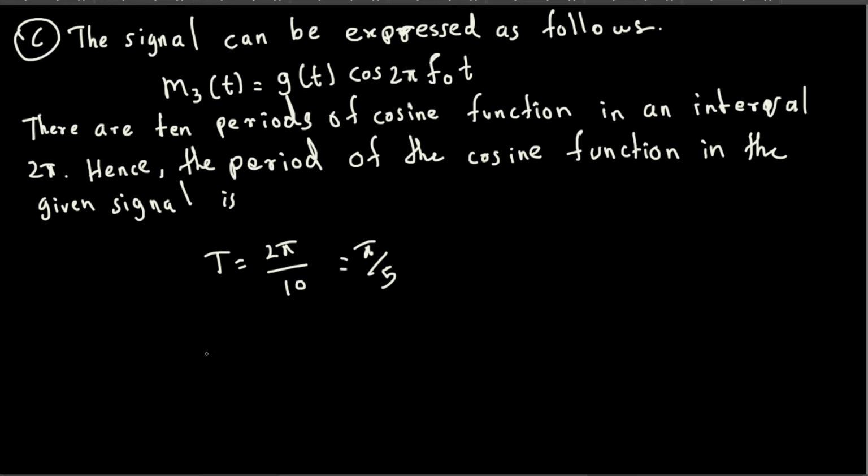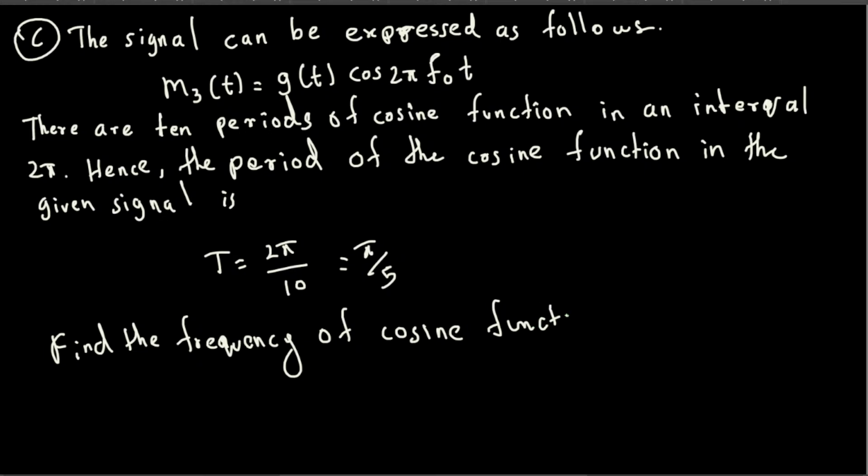So if we know the period, we can calculate the frequency. Find the frequency of the cosine function. The f naught is equal to 1 over T naught. 1 over, this is T naught, 5 over pi. This pi flips and goes to the top, so we get 5 over pi. This is our frequency f naught.